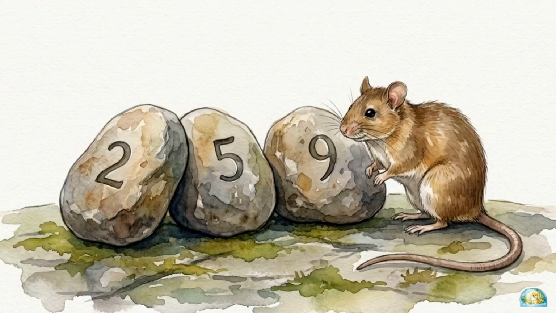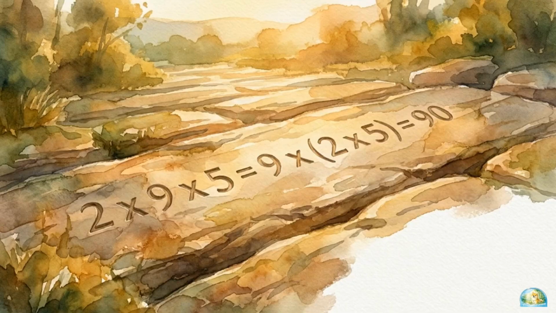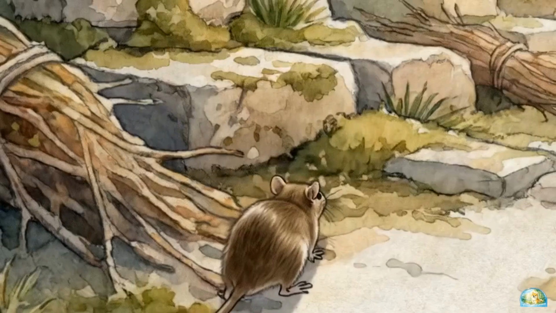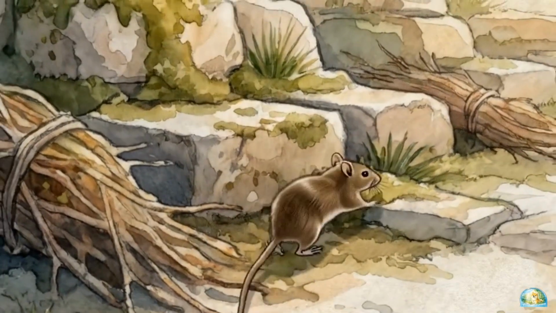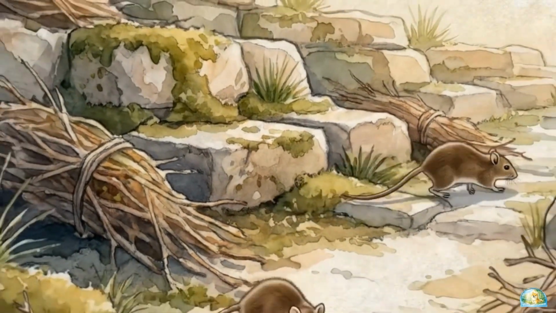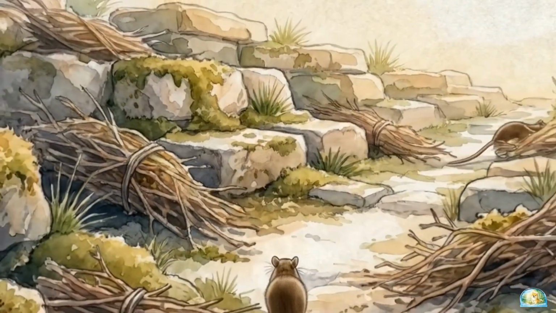The final step takes virtually no effort at all. 9 times 10 gives 90. Multiple properties turn difficult calculations into simple shortcuts. 2 times 9 times 5 equals 9 times the group of 2 times 5, which equals 90. The 4 locations of the turnaround stone terrace now flow together as one continuous, harmonious landscape.